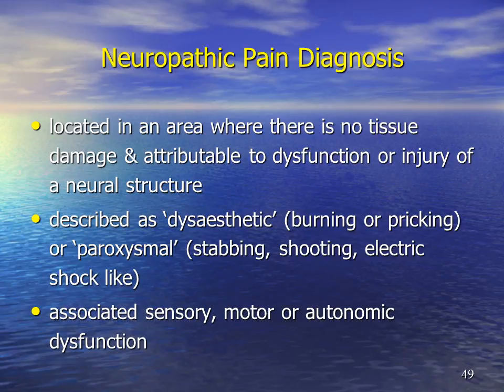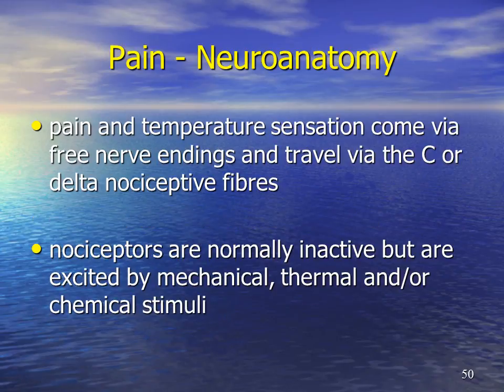So a bit of basic anatomy: pain and temperature sensation come via free nerve endings and travel via C or delta nociceptive fibers. So nociceptors are normally inactive, but excited by mechanical, thermal, or chemical stimuli, and obviously in the setting of cancer pain, then this is usually mechanical, but could possibly be chemical as well.